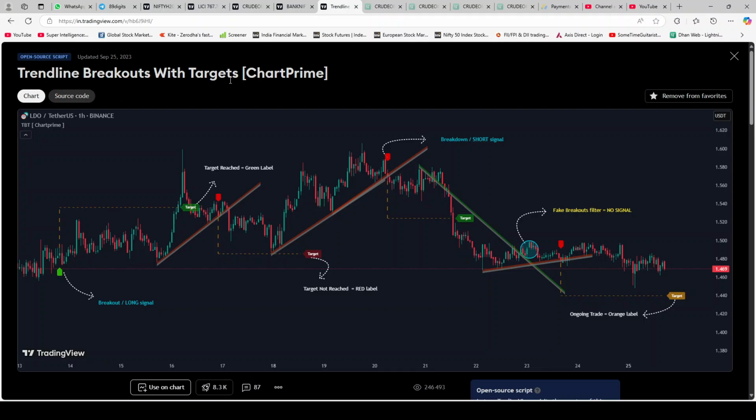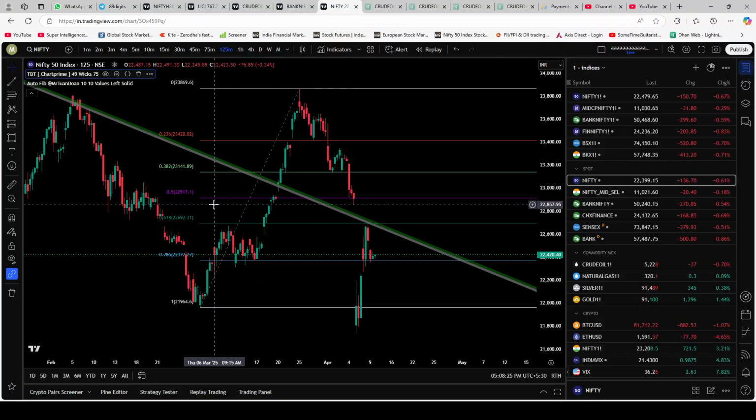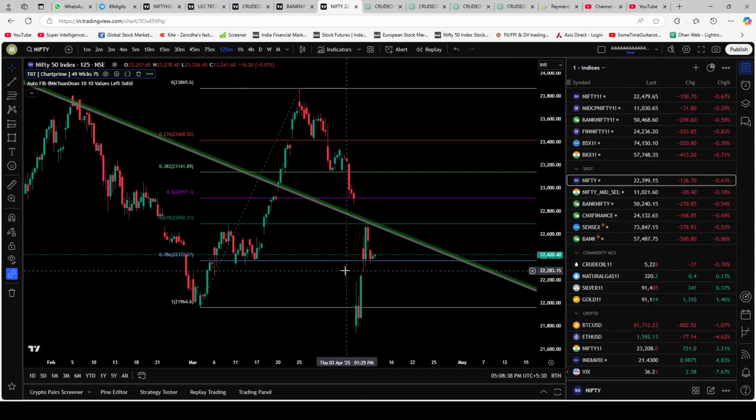The name of the indicator is Trendline Breakouts with Targets by Chart Prime. The author is Chart Prime. I'll leave all these details in the comment section and pin it so that you have no difficulty finding it. All right, explore it in its default settings also. It's great. I'm using a custom setting because my chart is based on the 125 minutes, and I've told you why I use 125 minutes. It's the perfect three-part break of 375 minutes, which is the time Indian indices run during the daytime.